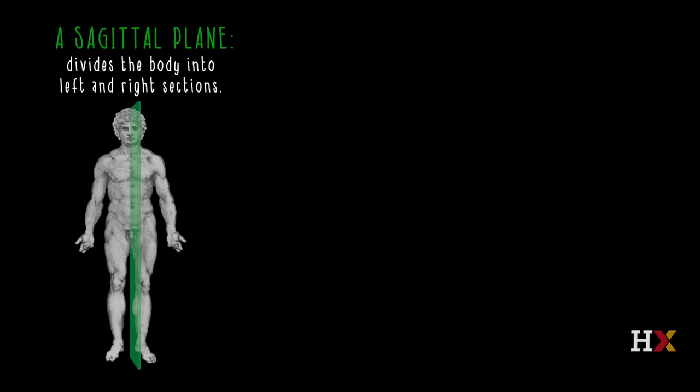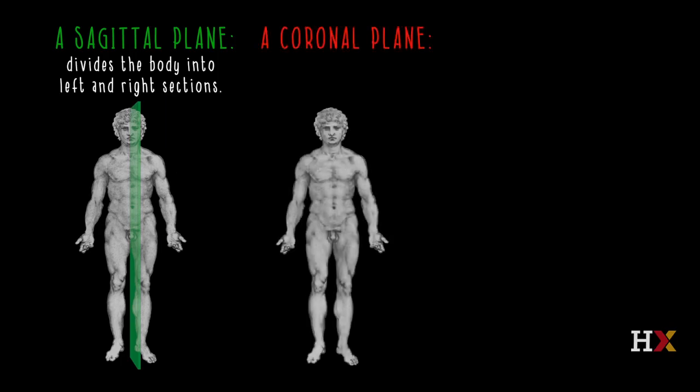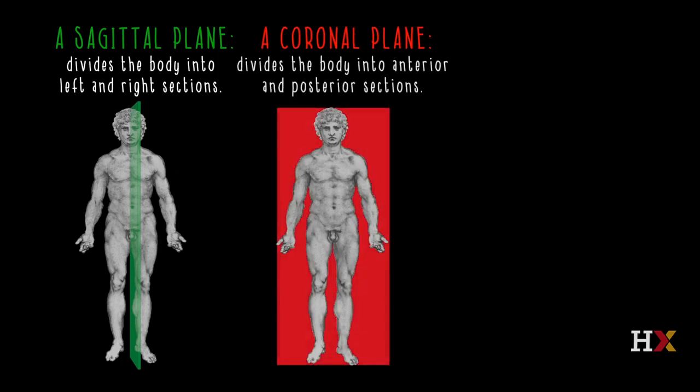and left halves. A coronal plane would be orthogonal to that, at right angles to that, and would divide the body into front and back halves, an anterior section and a posterior section. So sagittal is right and left, coronal is anterior and posterior, the front and the back.